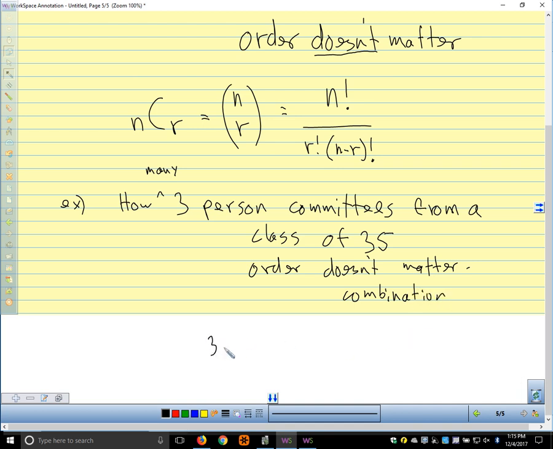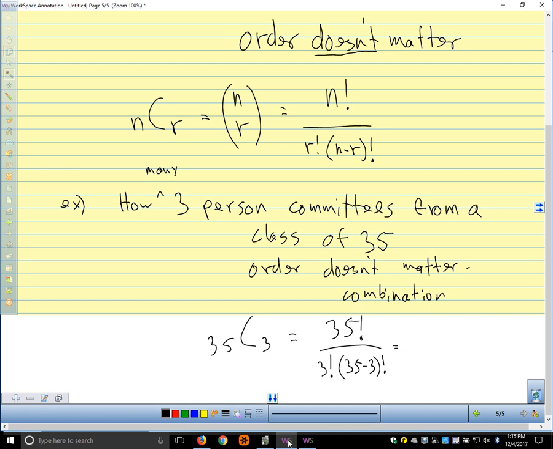So this is going to be 35C3, which is 35 factorial over 3 factorial times 35 minus 3 factorial. And notice the difference between this, the combination, and the permutation is this 3 factorial on the bottom. The 3 factorial counts up how many different ways we can arrange those 3 people in a group: 1, 2, 3, 3, 2, 1, 1, 3, 2. So we're getting rid of that possibility.